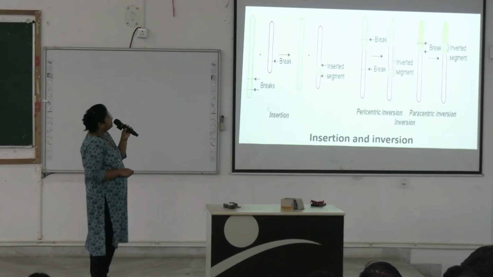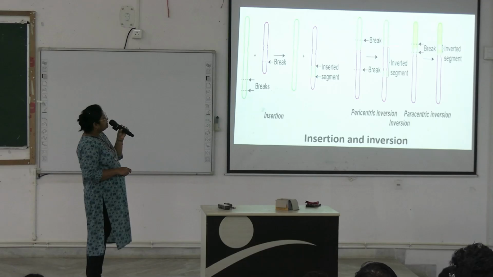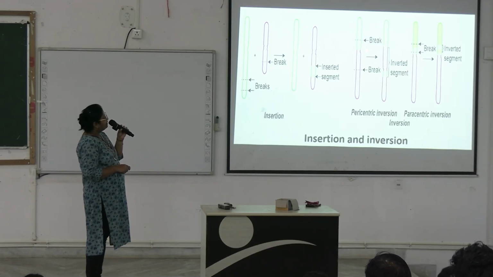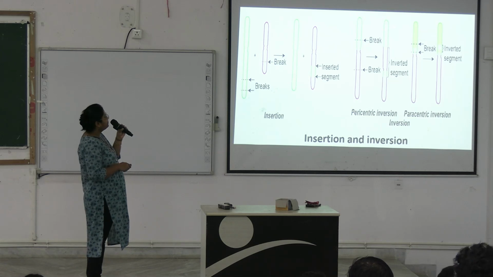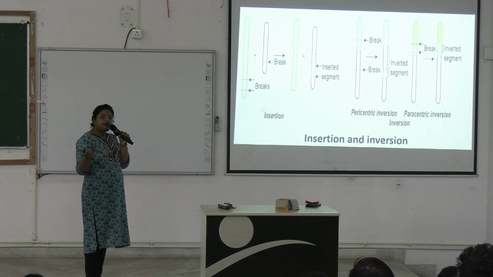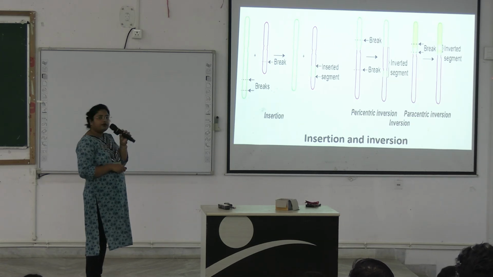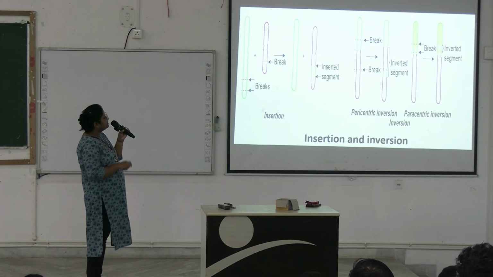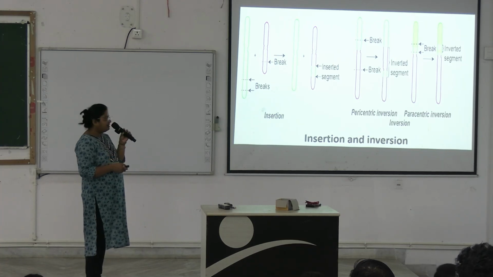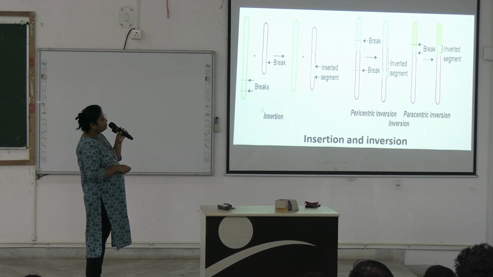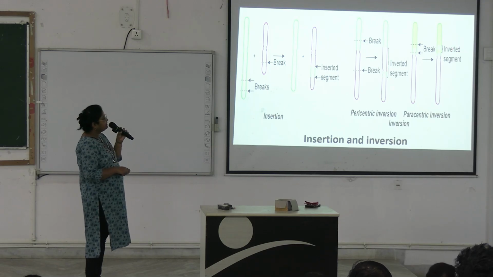Okay, see here. In pericentric, this is the location of the centromere. So here the breaking is occurring on the two sides, one in the short arm, one in the long arm. Then this broken portion is inverted 180 degrees and it joins with the same chromosome. So this is pericentric inversion.